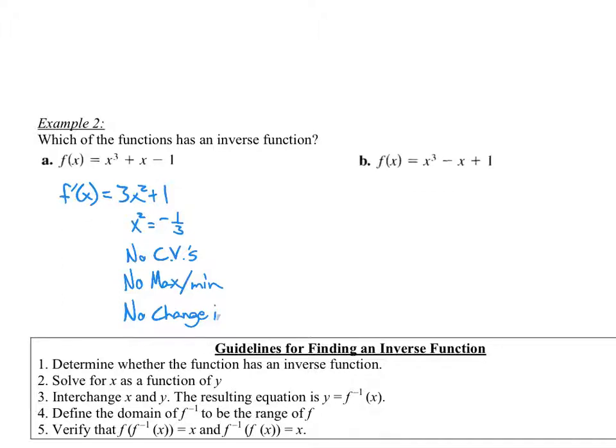Did you have to find the second derivative to verify that, or is that always true? Well, the second derivative, remember we said it can change concavity, it just can't change direction. Okay? So, this one does have an inverse, because no change of directions means it is one-to-one.